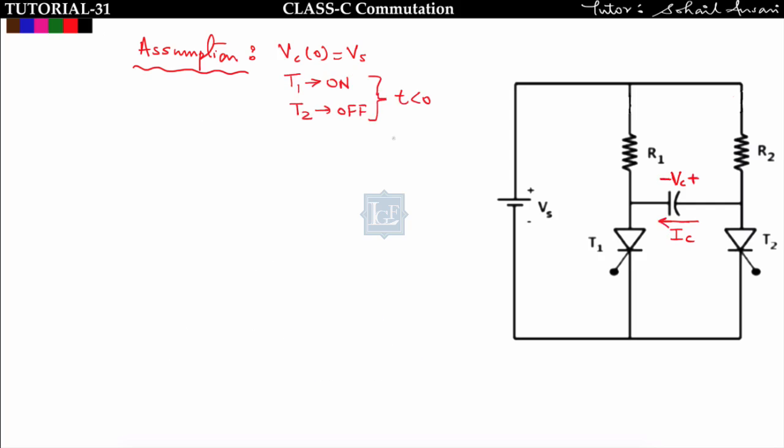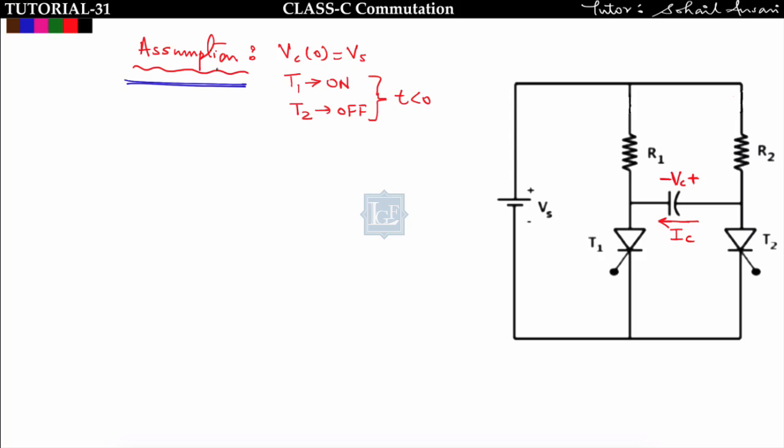Now see mode 2. In all the previous commutations we have seen that mode 1 comes first, mode 2 comes second, and mode 3 comes third. But in class C commutation, it is not necessary that mode 1 comes first or mode 2 comes second, because these two modes are independent of each other.